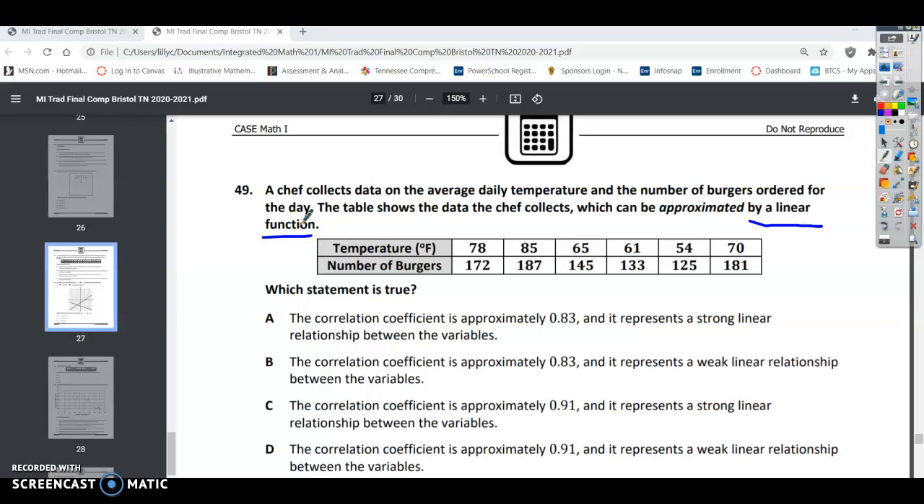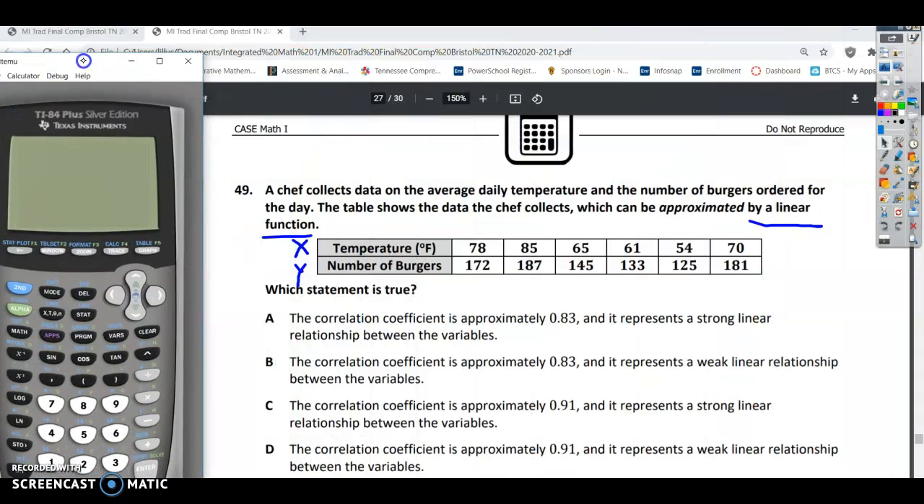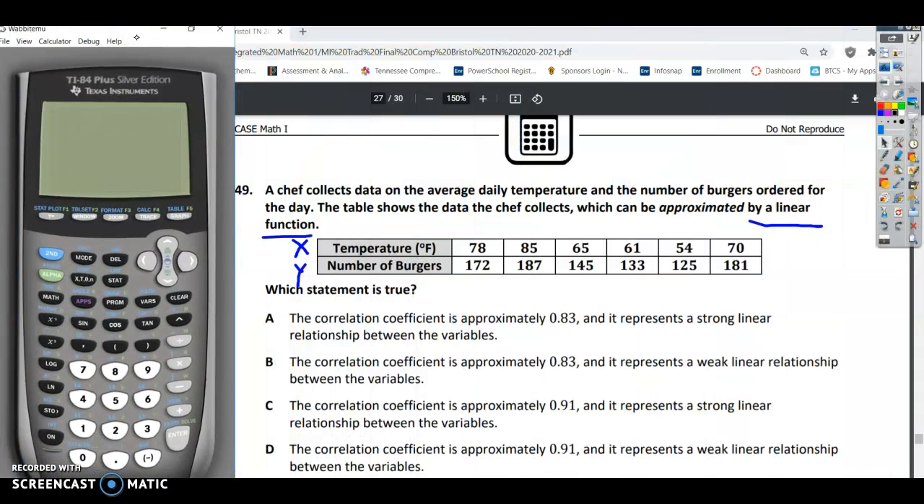All right, so we've got temperature and number of burgers. So we can say this is our x and this is our y. And it says which statement is true. The correlation coefficient. So on each one of these, it's talking about the correlation coefficient. So we're going to have to put the data in our calculator and write an equation in order to find the correlation coefficient. So let's pull up the calculator. I'm going to bring it over here out of the way.